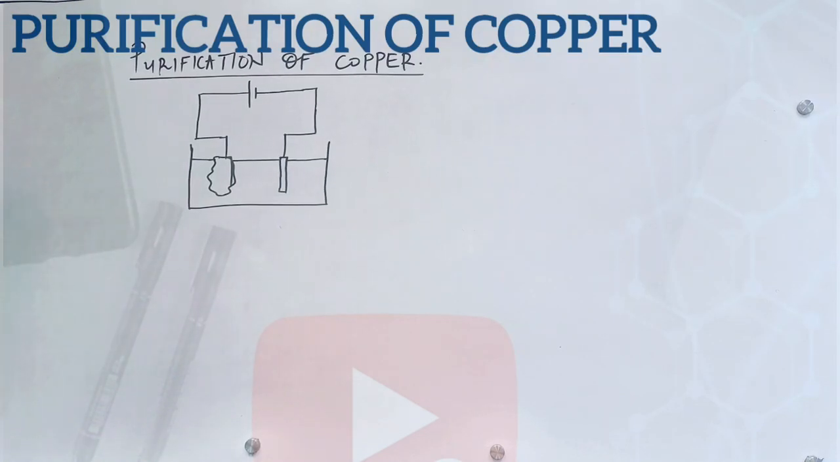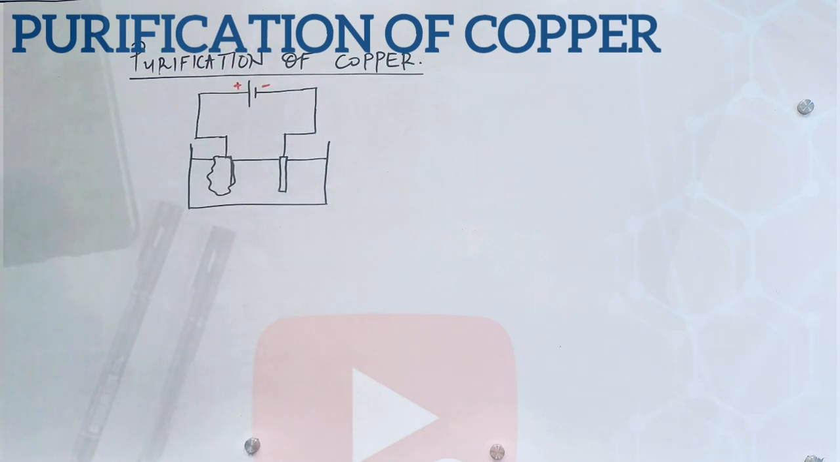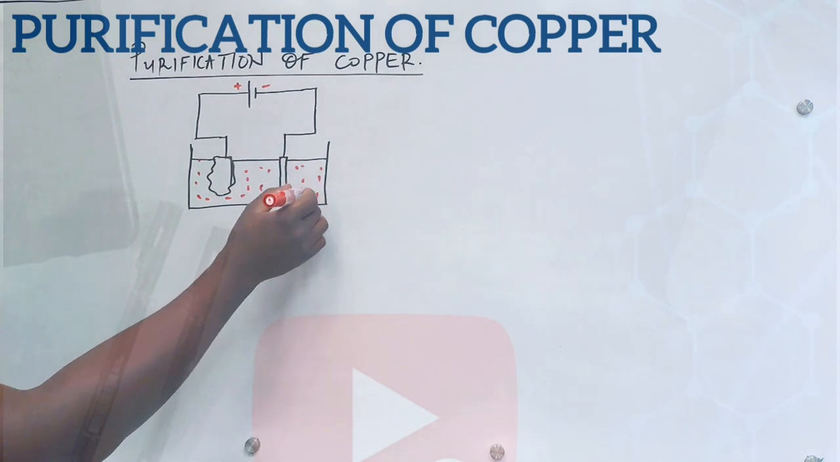Hello guys, in this video we are doing purification of copper. So we want to see the electrolytic cell which is used in the purification of copper. What we need to do here is to know what is this and what is that. This one is the negative terminal, this is the positive terminal. Then we must have an electrolyte inside our cell.